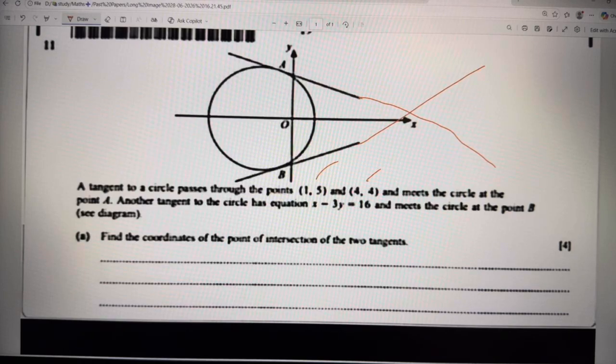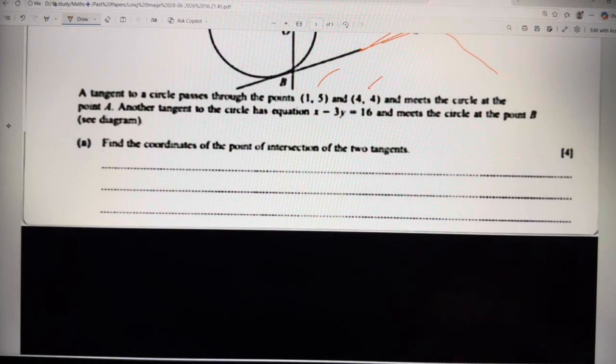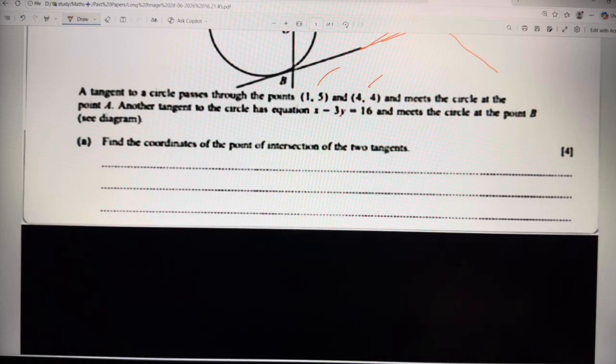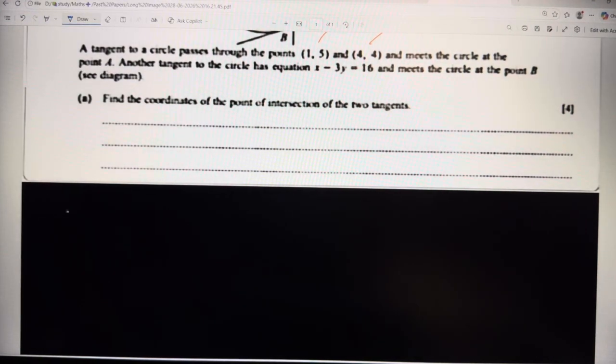Okay, so I've drawn it quite roughly, but I believe they will intersect at such a point that y is equal to 0. Their trajectory looks as so. But we can't prove that. We just have to find the point of intersection of the two tangents. First of all, we have to find the equation of tangent A. We are given that it passes through coordinates 1, 5 and 4, 4.